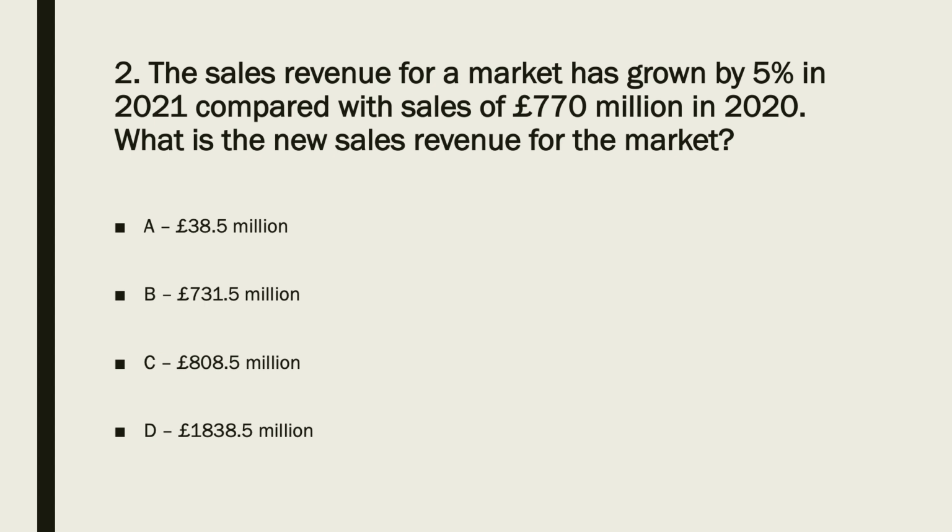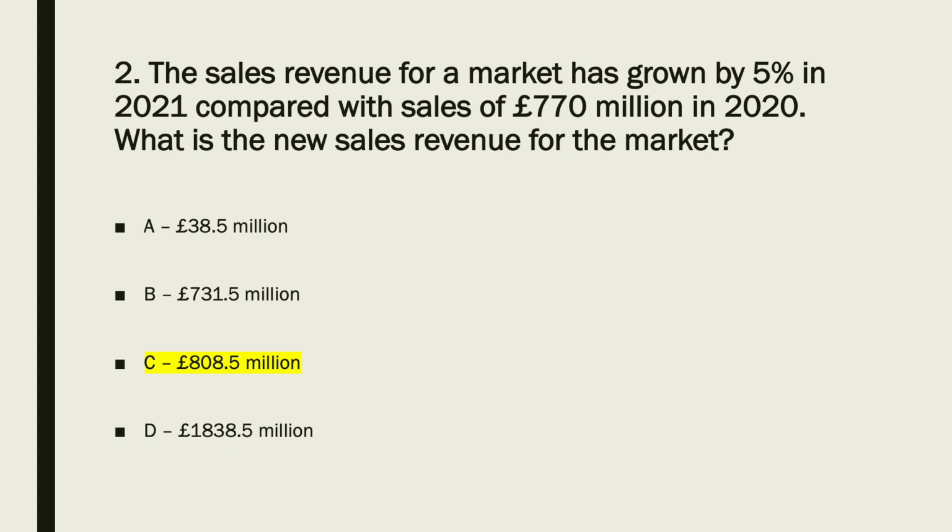So pause the video, try and work it out. Okay, so to answer this question, you simply need to take the 770 million in 2020 and times that by 1.05, and that should come to 808.5 million. So the answer to 2 is C.